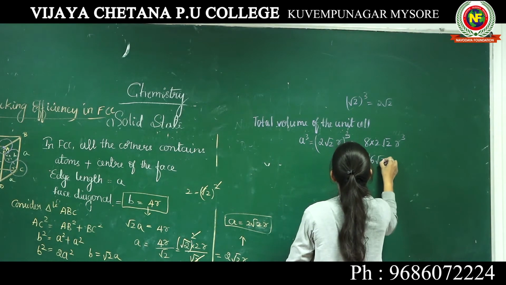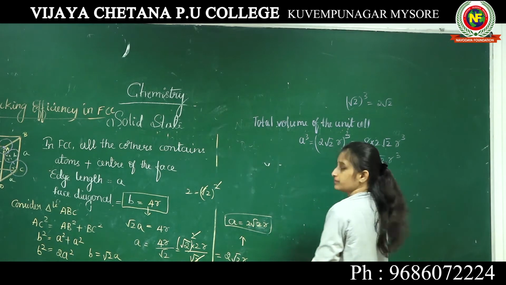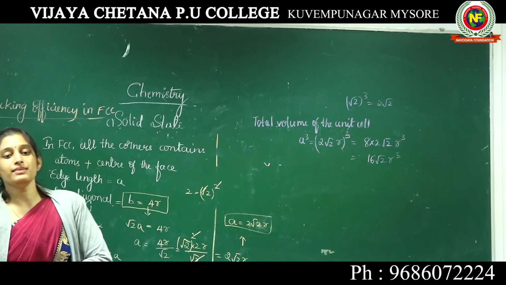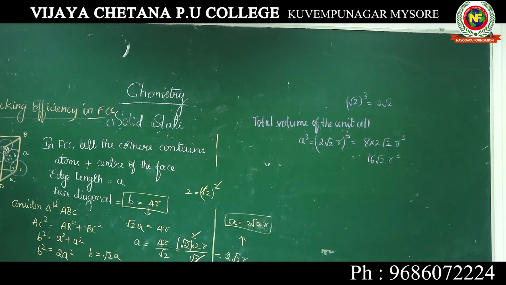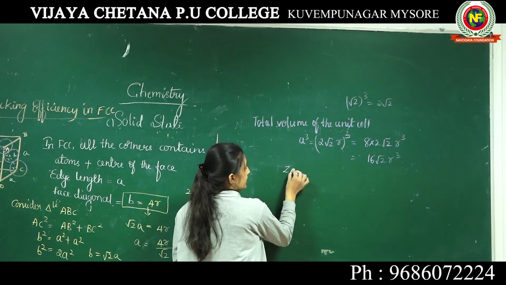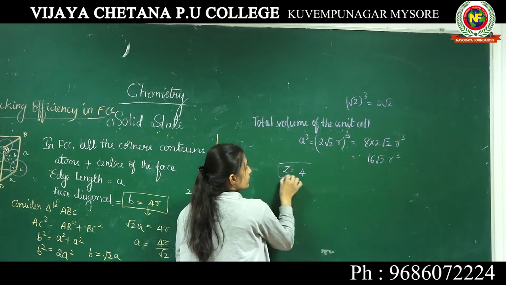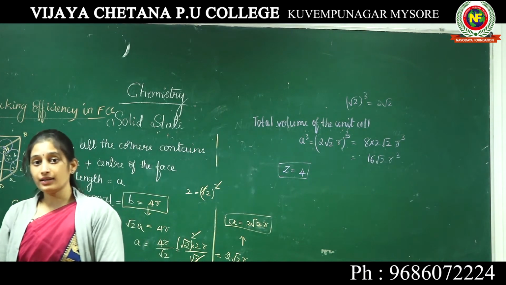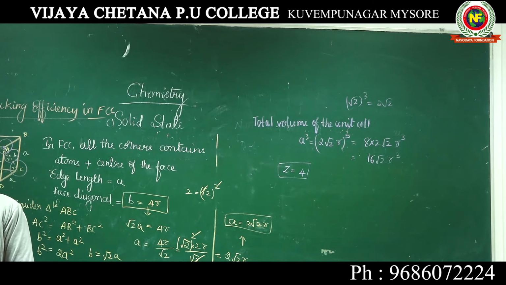16 root 2 R cube. And you know, FCC means how many atoms are there? 4 atoms are there. So what is the Z value? Z is equal to 4. Z means the number of atoms. In FCC, how many atoms are there? 4 atoms. So for FCC, the Z value is equal to 4.